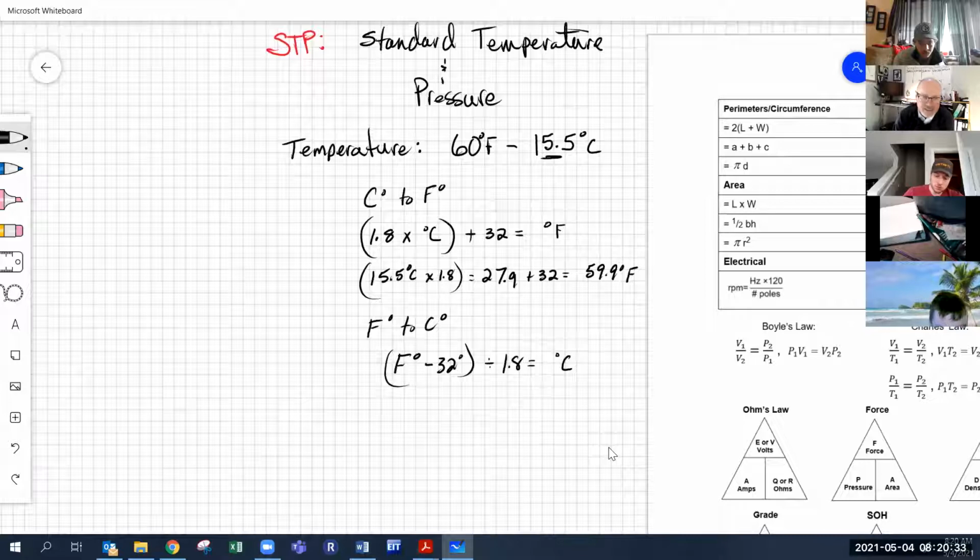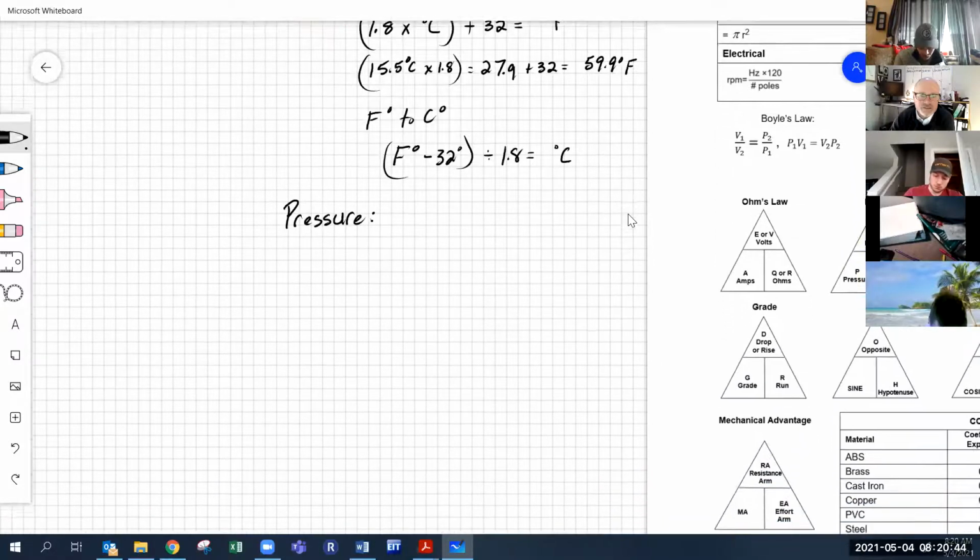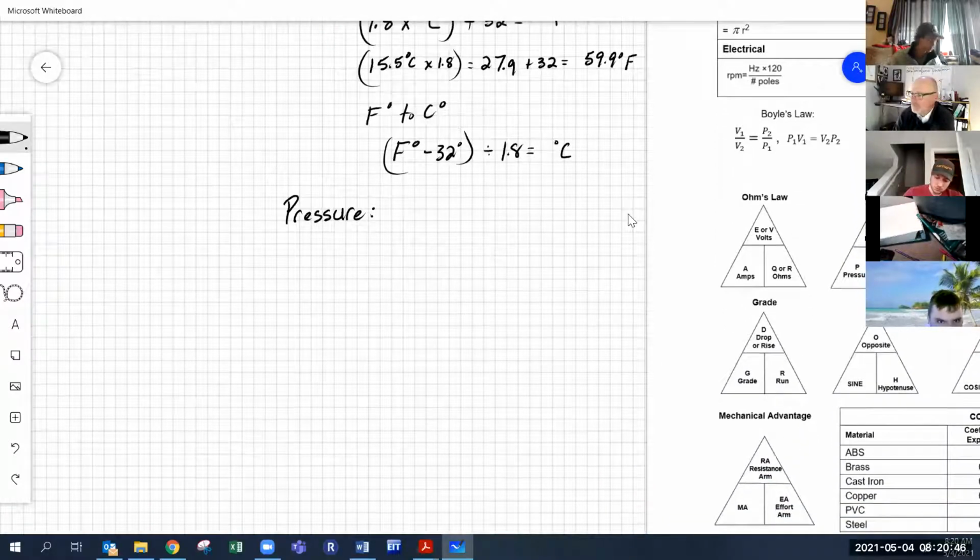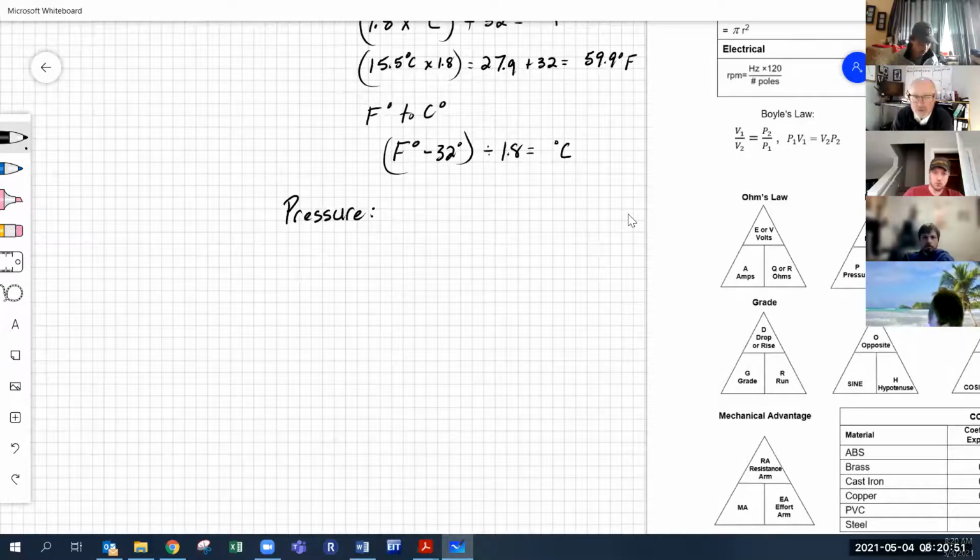The next thing that we need to discuss is standard pressure. Does anybody know what standard pressure is? Atmosphere? It is atmospheric pressure, yes. So this is taken at sea level, is standard pressure. And what is that again? Anybody remember? Atmosphere.